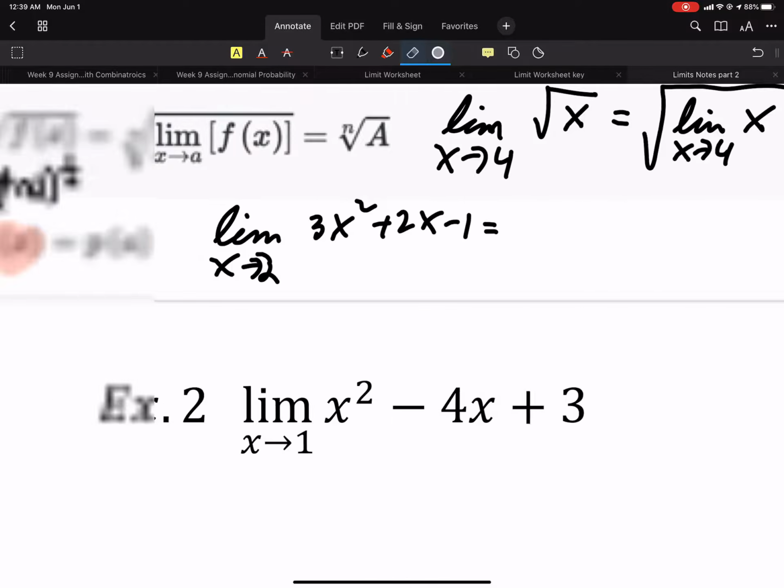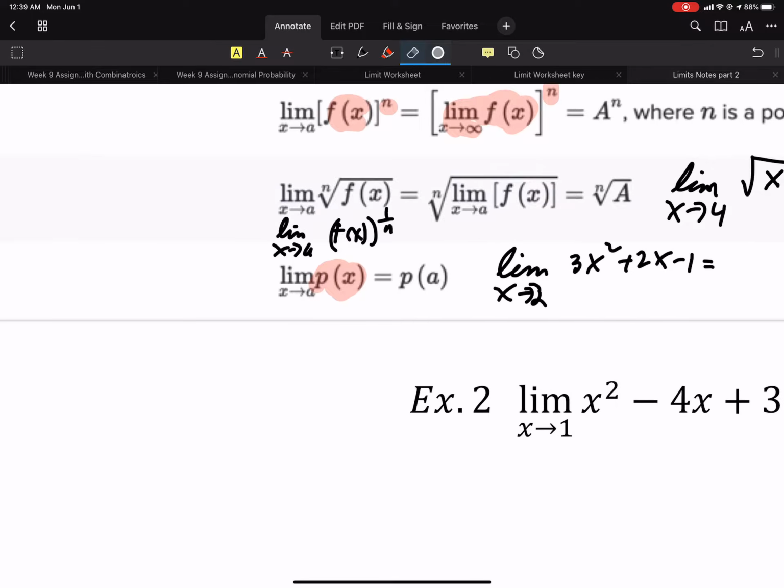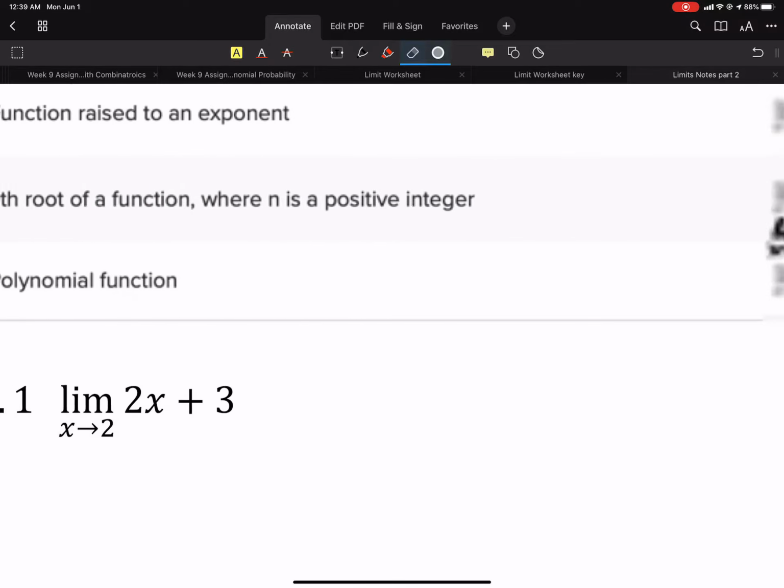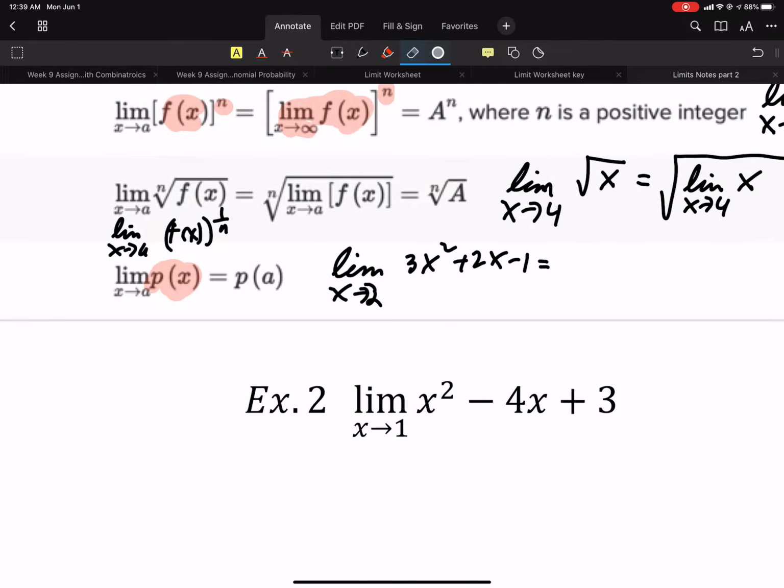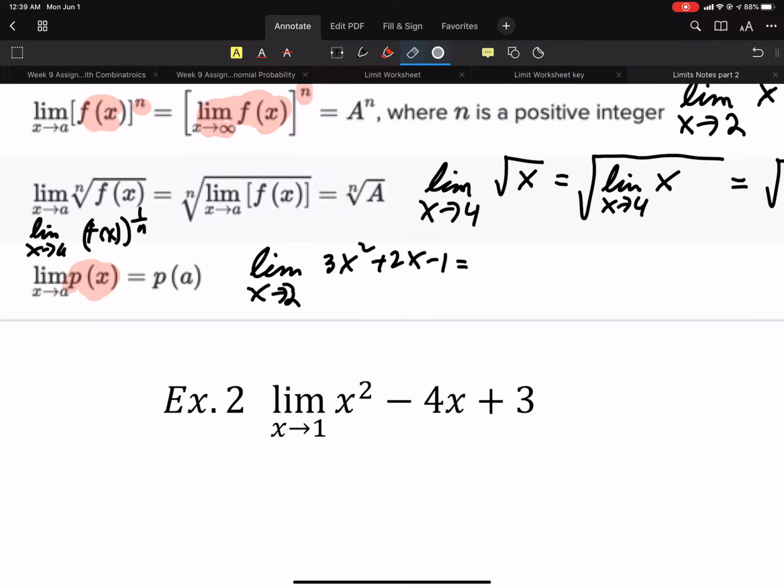So here is using this property. And again, for this lesson, please do not use this. You're going to hate me. Sorry, but that's the way it is. Here is the shortcut that you're not going to use for this lesson. Okay, so this is a polynomial. To find the limit of the polynomial, you just plug a into the polynomial.